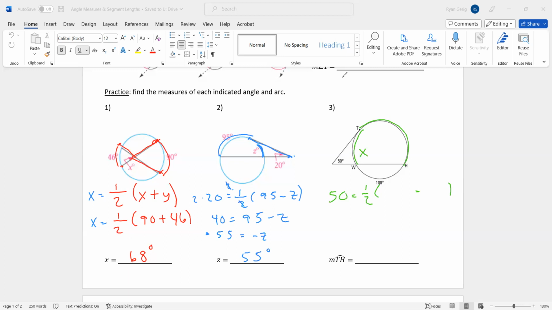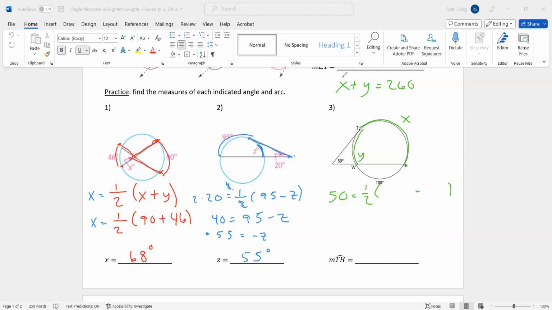I'm going to put an X here, and I'm going to actually, no, to stay consistent, we'll do outside arc is X, inside arc is Y. Right? So what do I know about X and Y? Well, I know that X, Y, and 100 have to add up to 360. So that means if I subtract 100, I'm going to have X plus Y has to equal 360 minus 100, 260. Right? So subtract 100, I get 260.